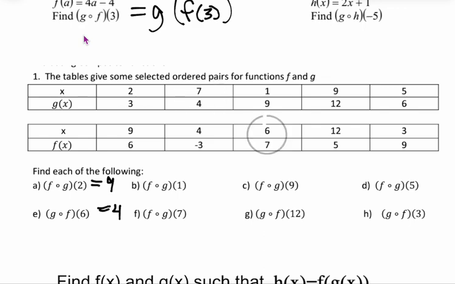Okay, so you have time in class now to work on this. Problem 1, 2, and 3 is up on the board if you would like to look at that. There you go.